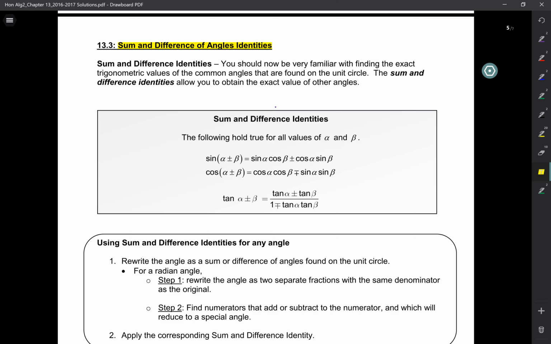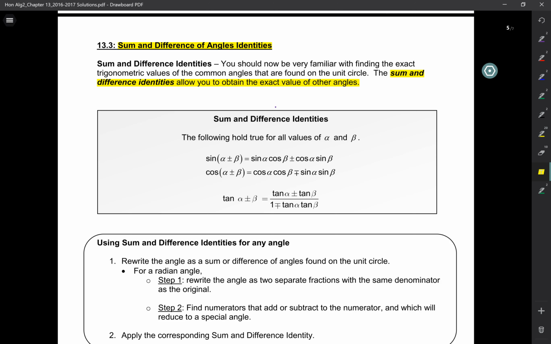We use sum and difference identities when we are able to break down an angle into two angles that add to our angle or that subtract to our angle. All right. So in the last chapter, we learned how to evaluate trig functions of all of the angles on the unit circle. And now we're going to use that here. With the sum and difference identities, we're now going to be able to evaluate the exact values of other angles.